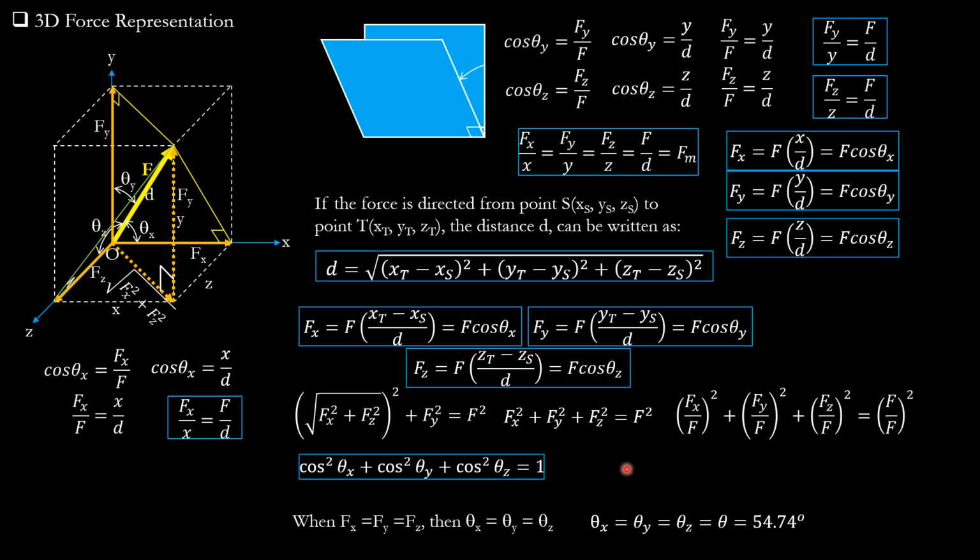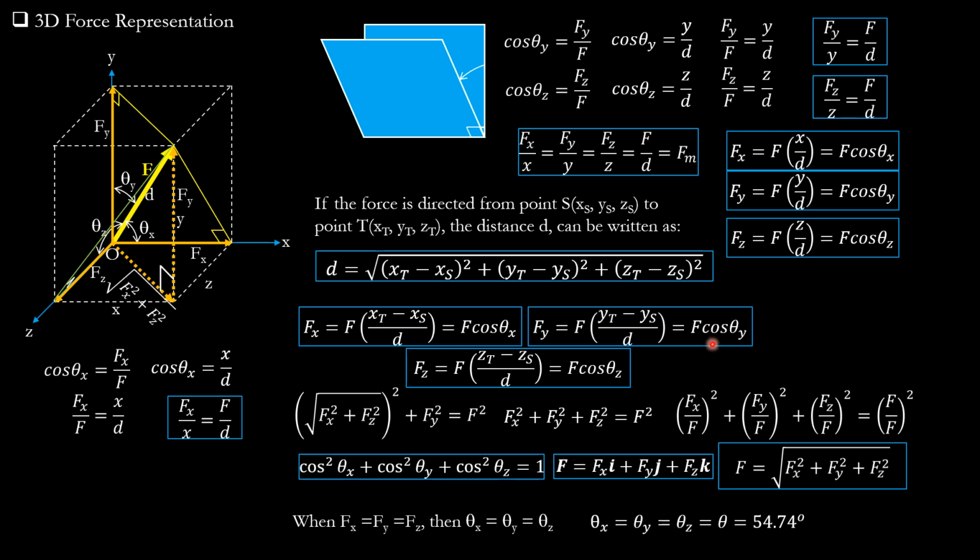Remember that the x component of force is F cosine of theta x, or F times delta x over distance. So, the x component of distance times a force multiplier. Then the y component and the z component can be written also in the same pattern, in the same manner as Fx.